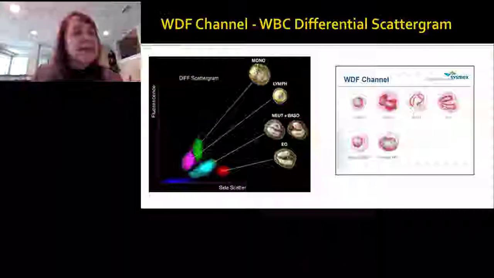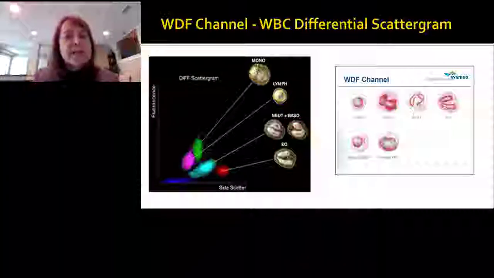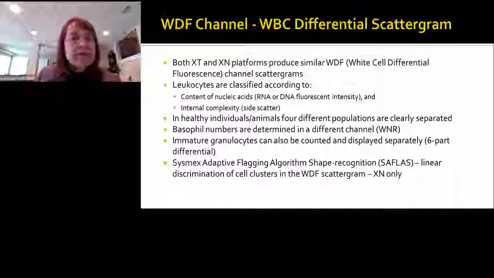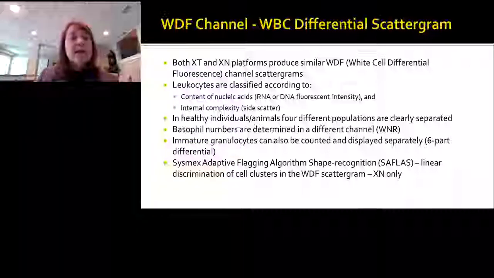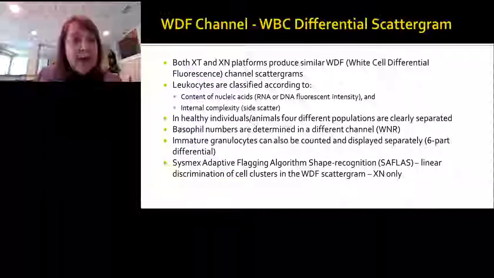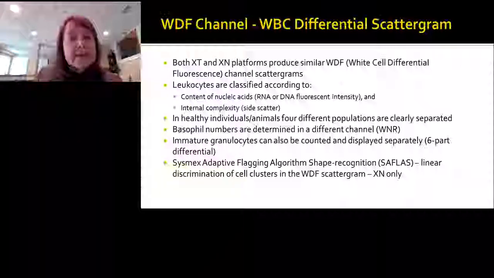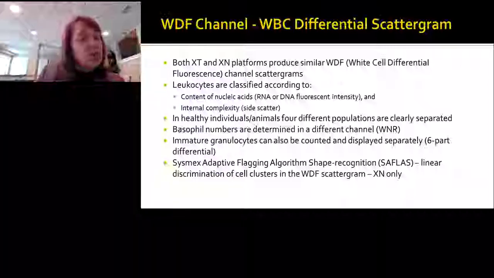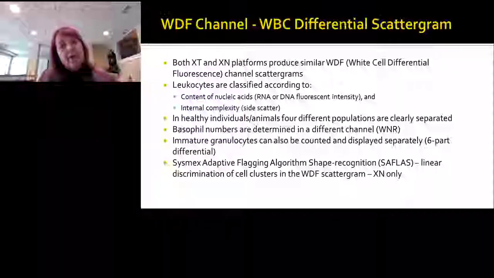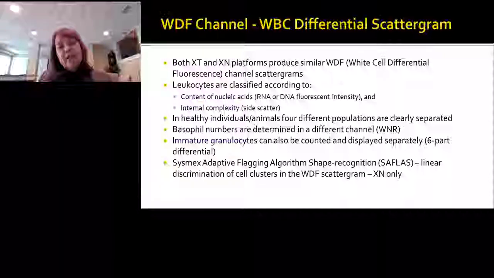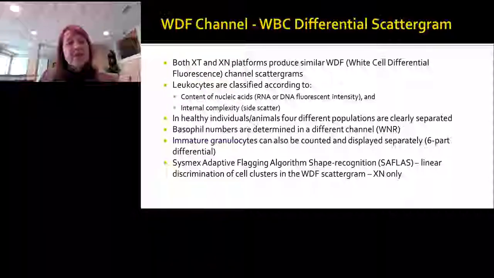So to summarize this WDF panel, or the white cell differential fluorescence panel, we find that the leukocytes are classified according to content of nucleic acid, be that RNA or DNA, and the internal complexity or side scatter of light. In healthy individuals or animals, we find that there are 4 different populations that are clearly discernible. We'll find that our baso numbers actually need to be determined in a different channel.